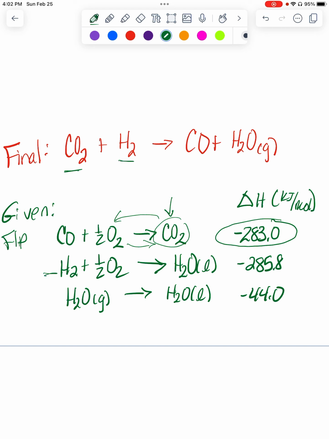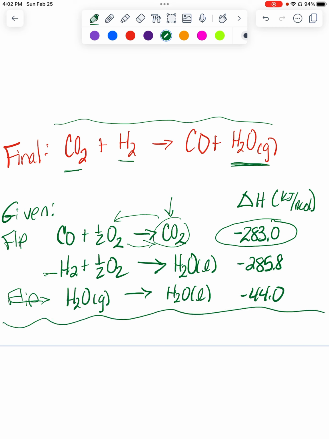H2 is right there, H2 is right there, that looks good. Oop, we need water gas over here, so we're going to need to flip this equation as well. And then the other thing you want to look at are coefficients. Well, all of these have a coefficient of 1, and none of these have a coefficient we need to get rid of, so we should be okay. Always rewrite everything. I know it requires a little bit of extra time, but it really is worth it.